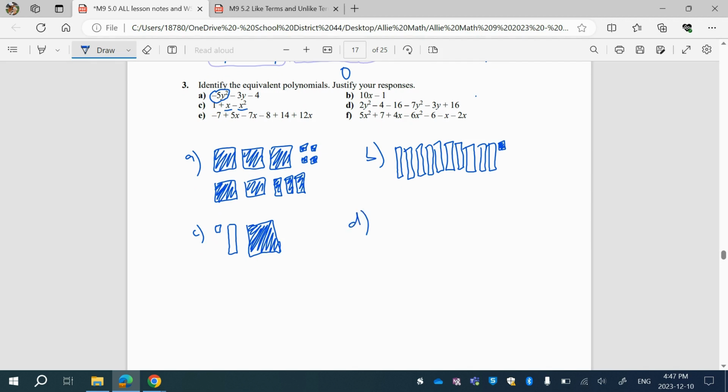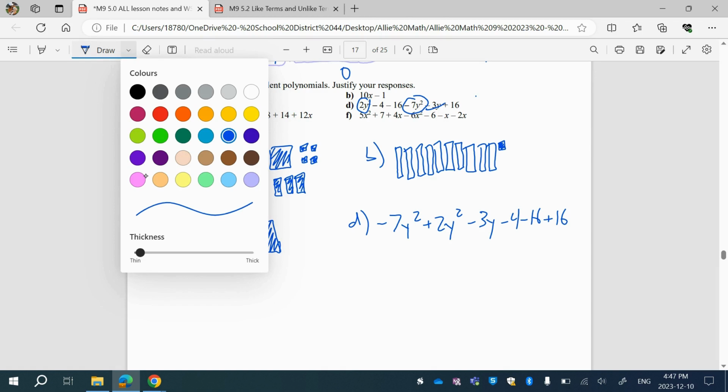So D, we have the 2y squared, a negative y squared. Those are our two like terms there. So let me rewrite this. Negative 7y squared plus 2y squared. And then we have a negative 3y. That's that one. And then we have a negative 4, a negative 16, and a positive 16.